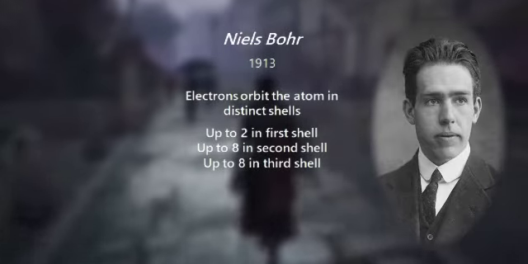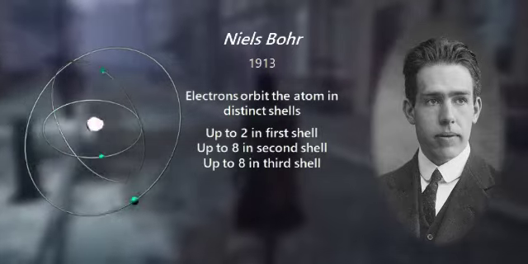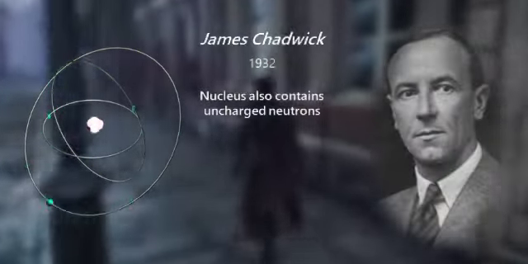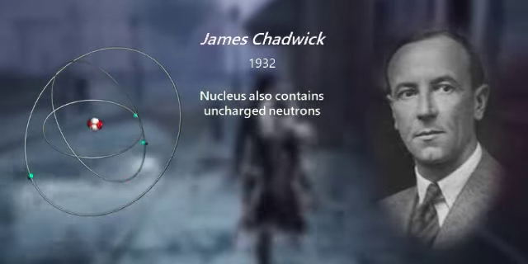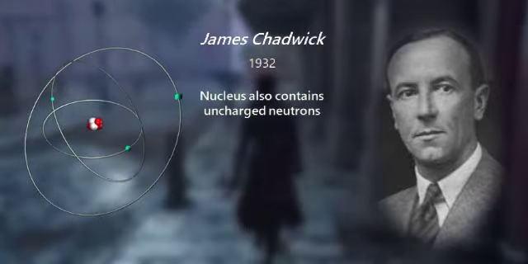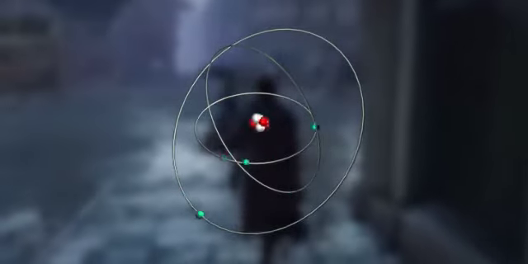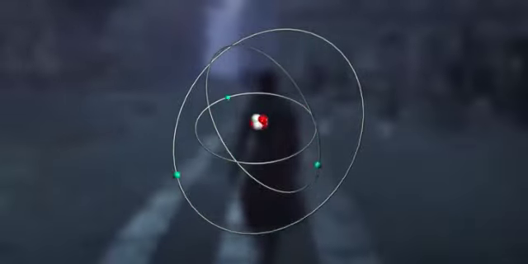Only a couple of years later, Niels Bohr proposed that electrons orbited the atom in organized shells. 20 years later, Chadwick came along to discover the presence of uncharged particles in the nucleus, called the neutron. So here we now have our current understanding of an atom, consisting of a dense nucleus of protons and neutrons, with electrons orbiting in organized shells.